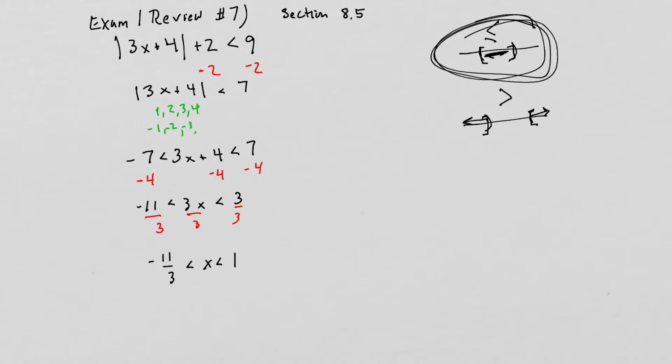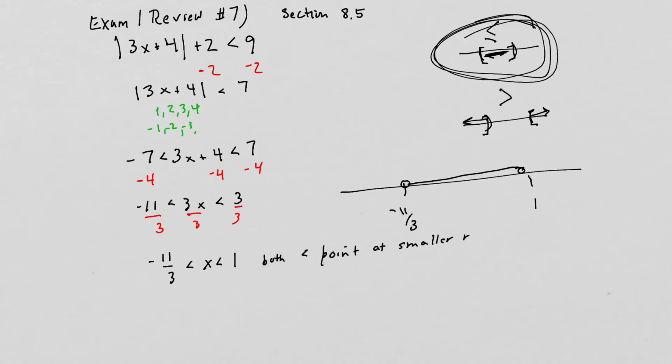So in interval notation, well, first I'll put it on the number line. Okay, so on the number line, you have the negative 11 thirds, and you have the positive 1, and you have the x in the middle. So this inequality means that all of the x's fall between a negative 11 thirds and positive 1. Make sure when you're using a compound inequality that both inequality symbols point at the smaller number. So they're both pointing down at negative 11.